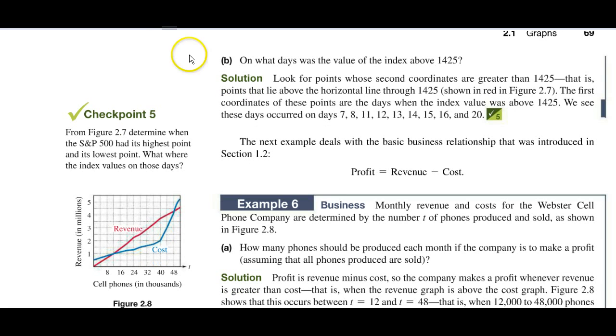And then on what days was the value of the index above this? Well, here you would look over on the right, or I should say the left, where this is, and then look at the coordinates and you would list them.